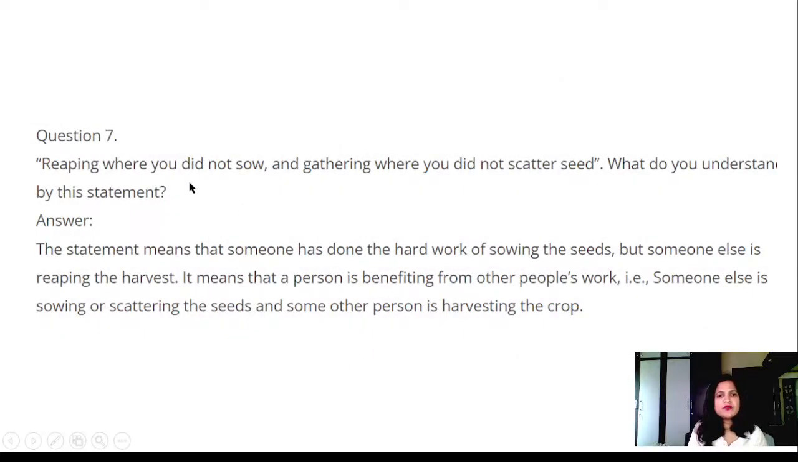Question number 7. Reaping where you did not sow, gathering where you did not scatter seeds. What do you understand by this statement? The statement means that someone has done the hard work of sowing the seeds, but someone else is reaping the harvest. This means that the person is benefiting from other people's work. Someone else is sowing and scattering the seeds, and some other people are harvesting the crop.